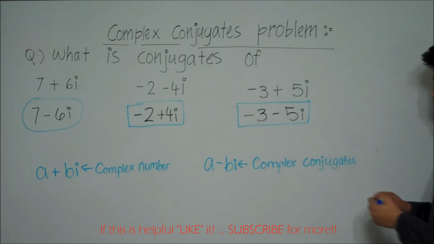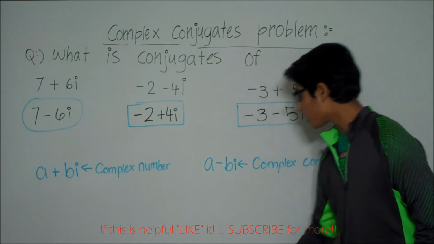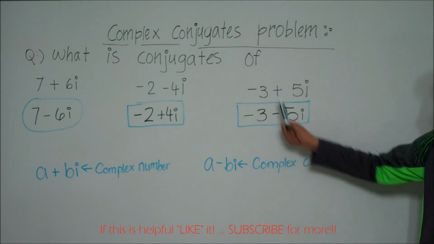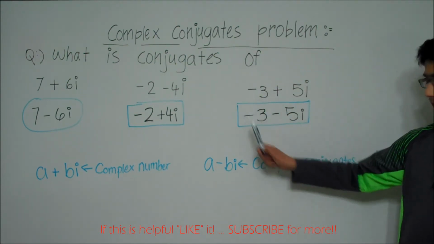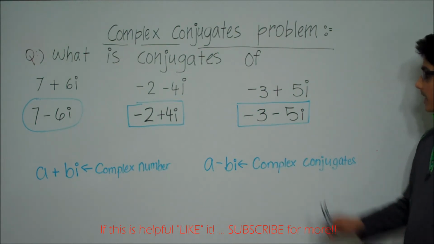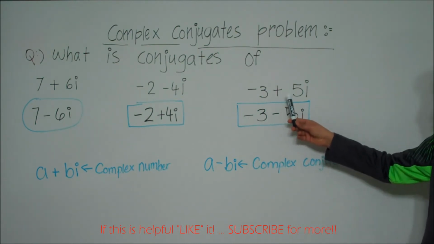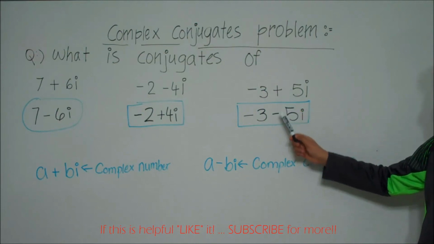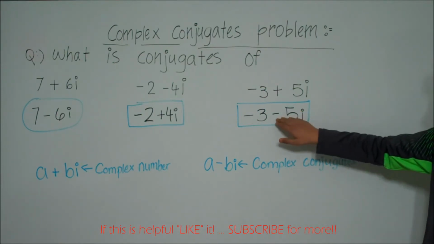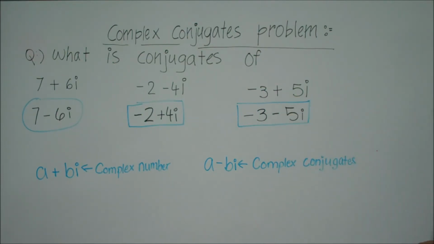And this is a complex conjugate because the sign of the real term does not change. It's negative and negative. However, the sign of the imaginary term does change from positive to negative, and the negative is the opposite of positive.